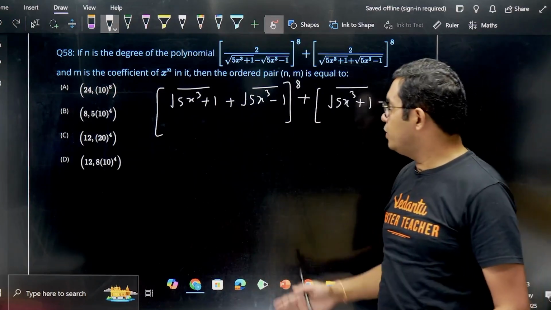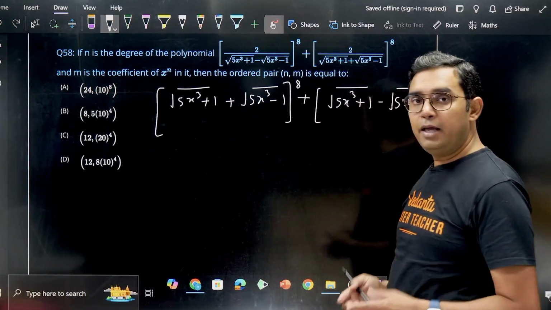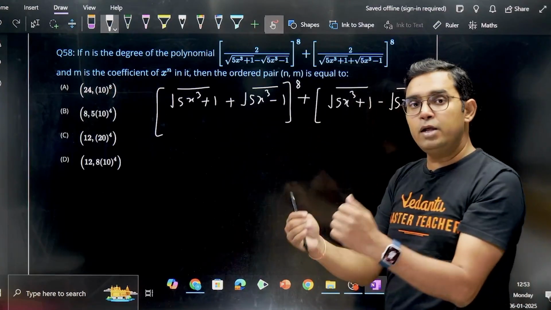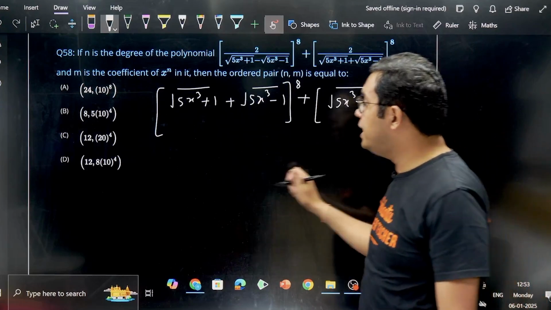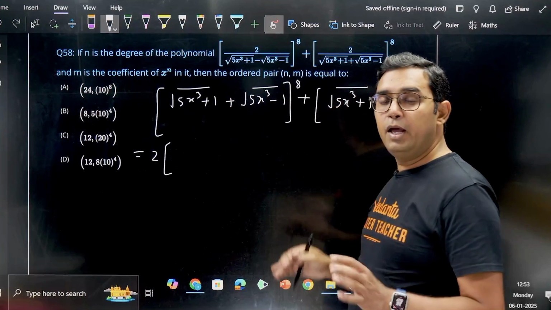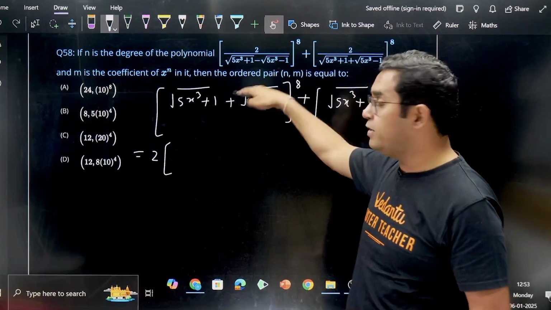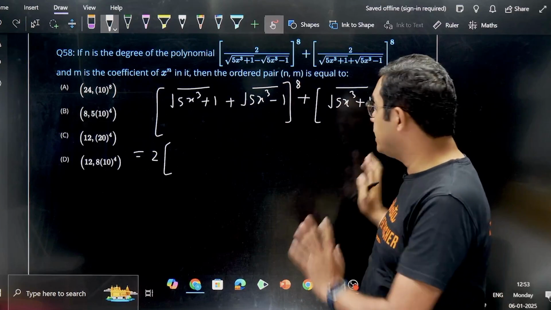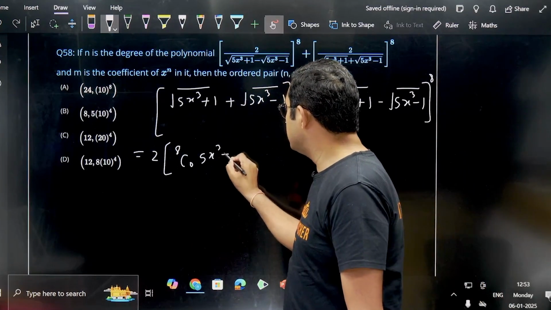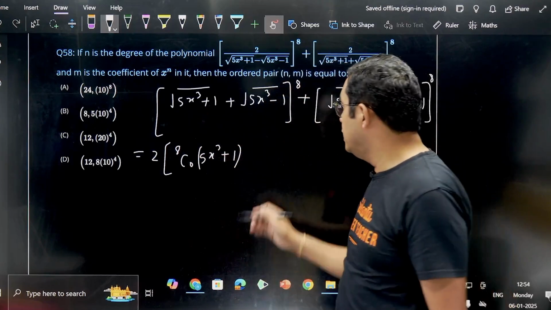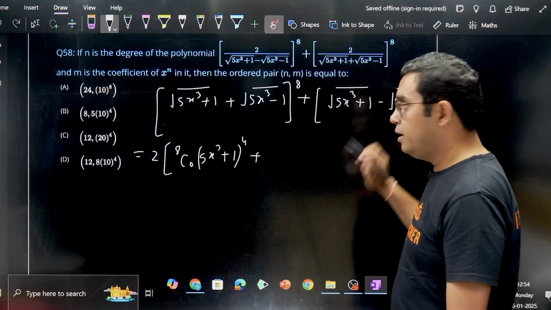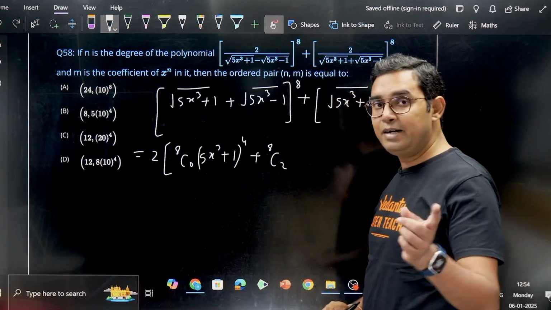If you open them, you can say the expansions will be similar, except that here you will get alternate positive, negative, whereas there you will be getting all positive. So if you add them, you will be getting 2 times those terms which have a plus sign in both of them, and the terms with a negative sign here will get cancelled with the positive sign there. So here it will be 8C0 into root of 5x cube plus 1, whole power 8. Under root and whole power 8 means it will be just 4. Then the next term will be cancelled here. It will be 8C2; the 8C1 term will be there.